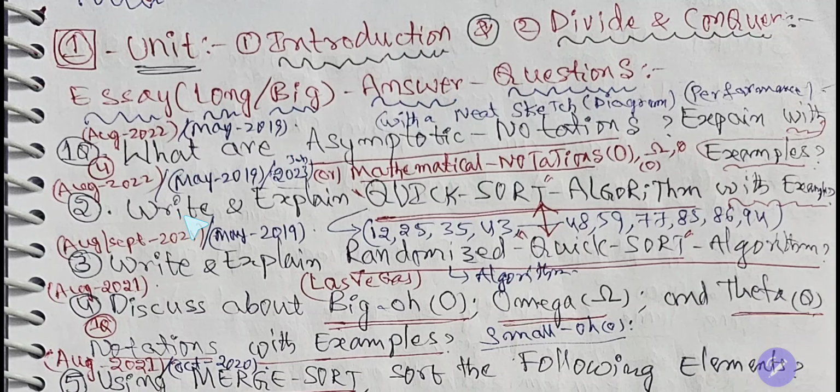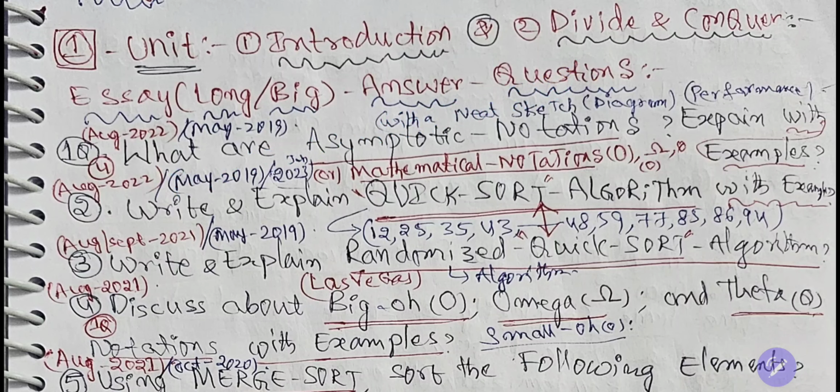And second question is write and explain quick sort algorithm with examples. Every time you will ask examples, you will twist the question. Don't confuse. Catch one word here. I underlined quick sort algorithm. By seeing that, you can understand the question, right? Don't confuse. So this was asked in August 2022.